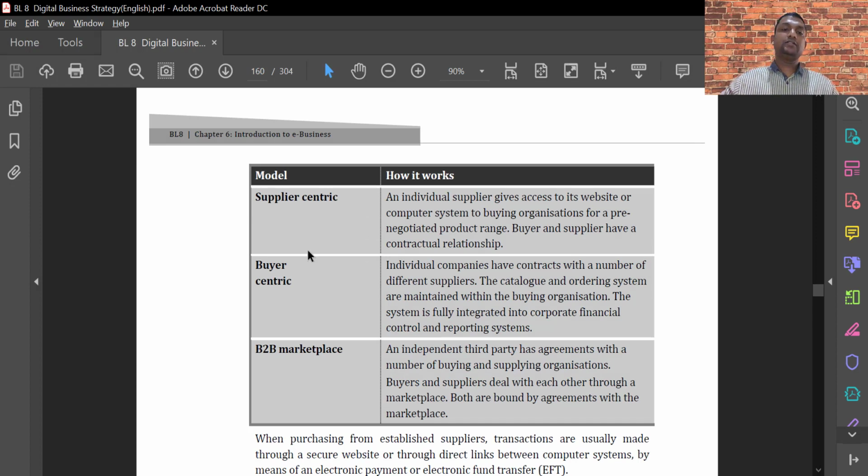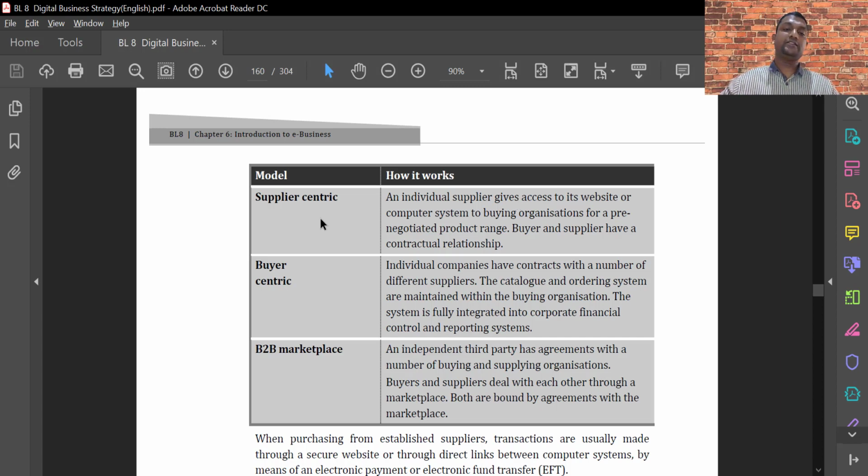And then the supplier-centric model. If the supplier is a big supplier who can supply items to a lot of buyers, then the supplier itself will manage or maintain a marketplace where different buyers can sign up and log in, and then negotiate and buy.